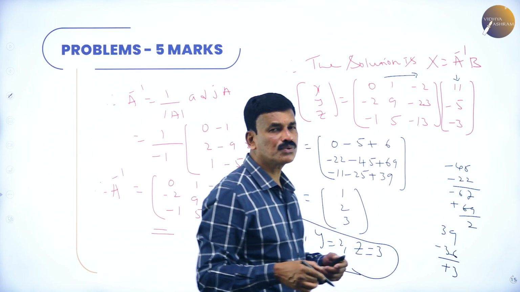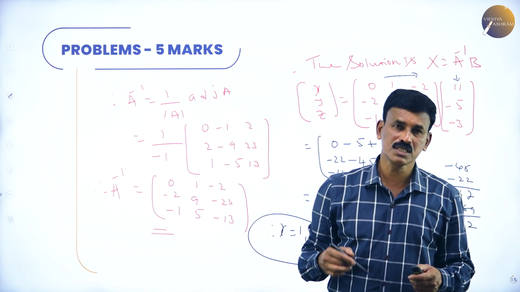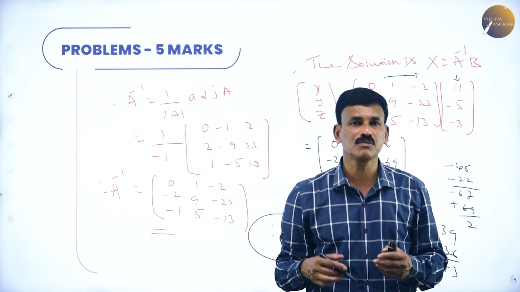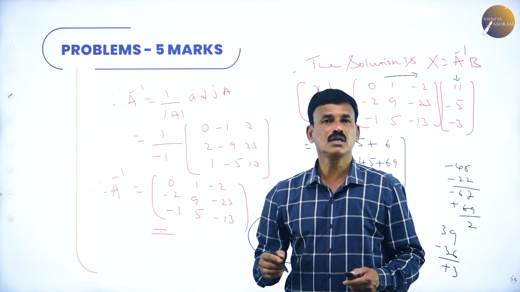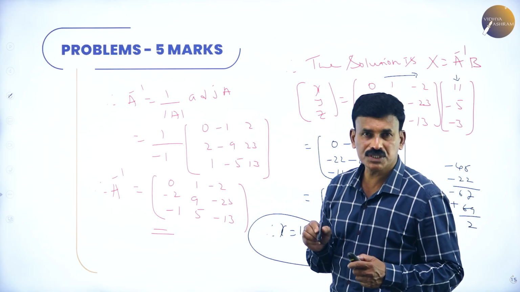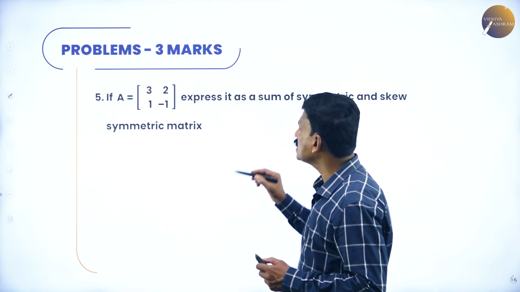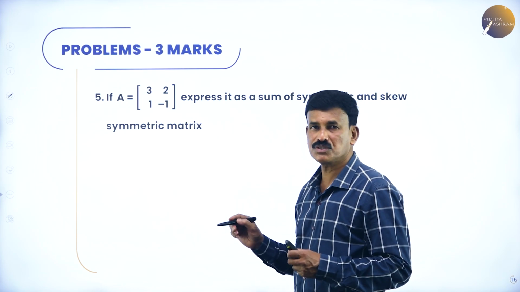So these are few problems for 5 markers in determinants. Matrices and determinants is very important chapter, right? Now let us take 3 mark questions in matrix. So this is a 3 marks question. Usually you may expect 1 question in 3 marks.